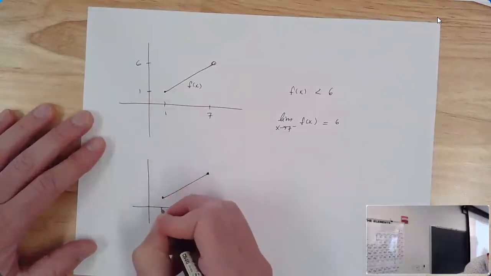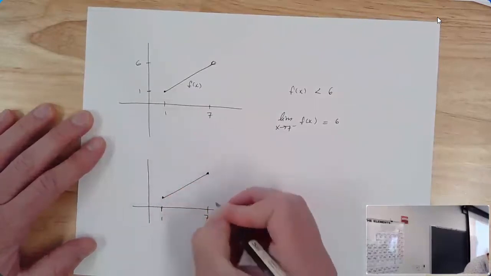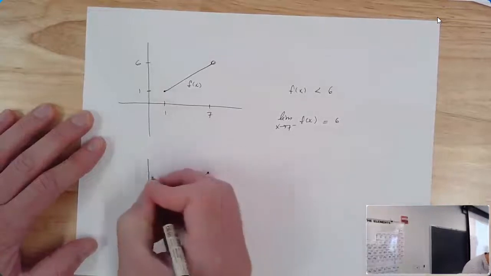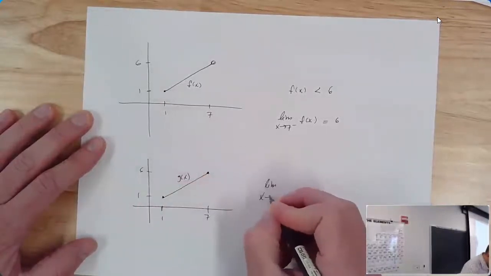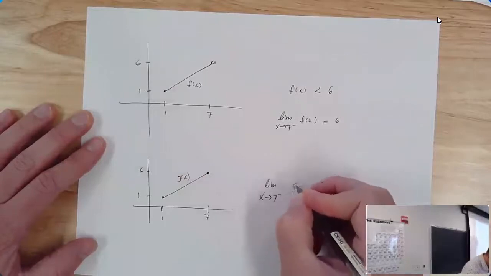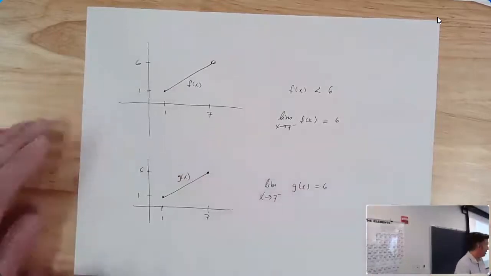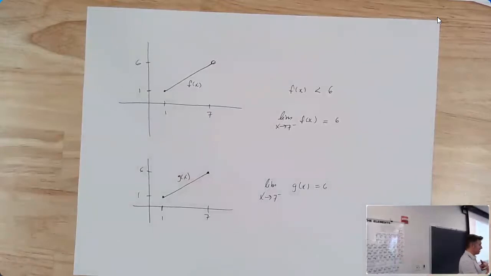Right? I could say this is my new function. And g of x has the same limit. The limit as x approaches 7 from the left of g of x is also 6. Because as x gets really, really close to 7, g of x is getting really, really close to 6.